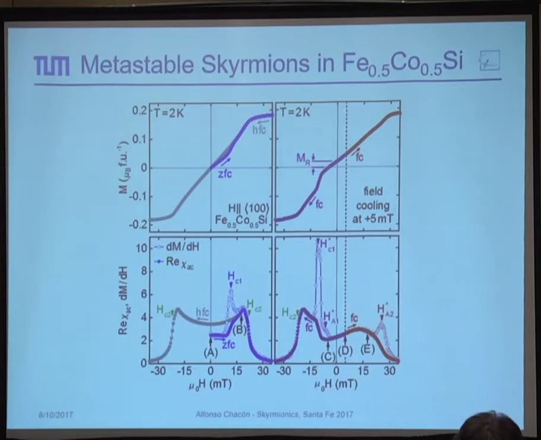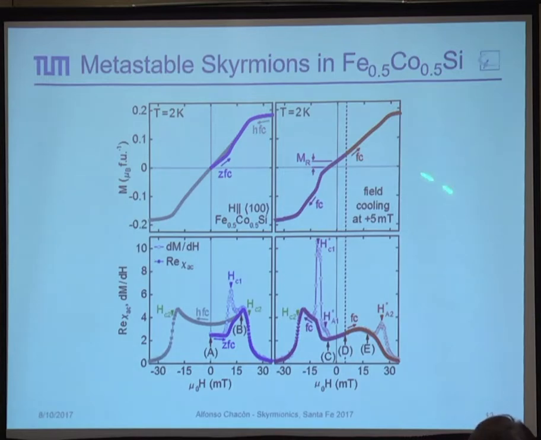I say something else because in this case, this transition is at a high field, to the point where we would normally identify the transition from the conical state to the polarized state. So, to some extent, what we can say is that it's very probable that this skyrmion lattice lives in a polarized background.